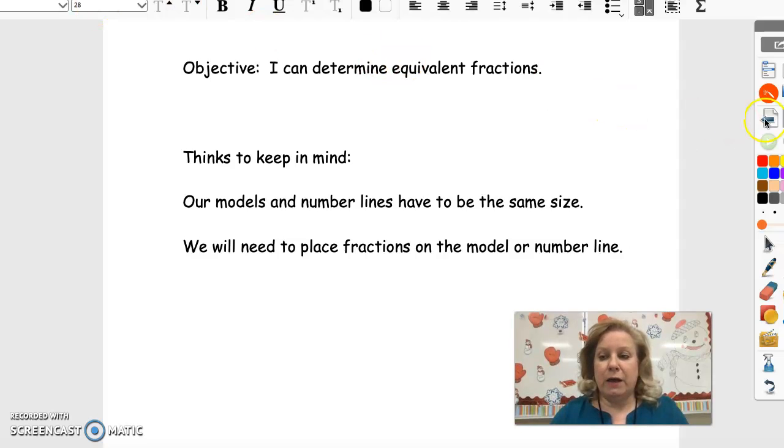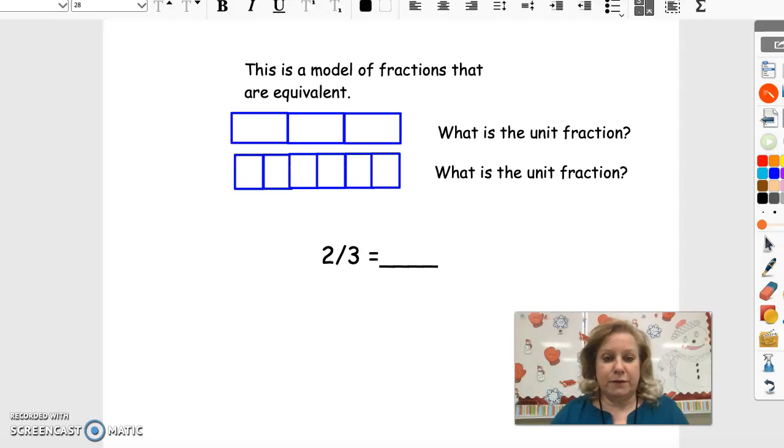All right, so we're going to go ahead and look at a model first. So this is a model of fractions that are equivalent. As you can see, they take up the same amount of space. They're the same size, so then we can say that these are truly equivalent fractions.